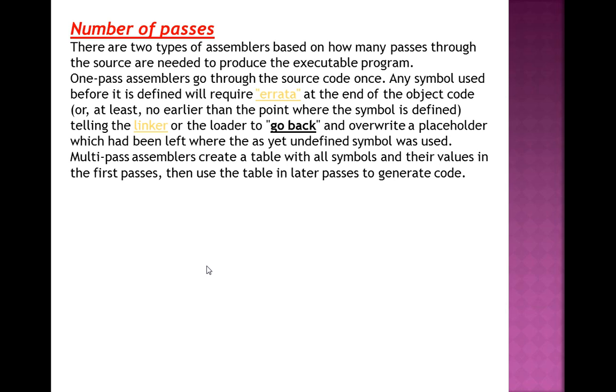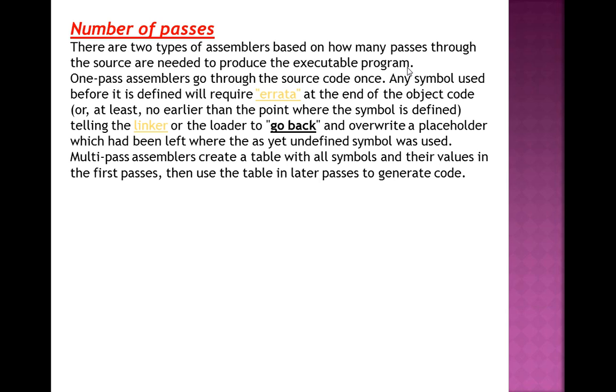Next is the number of passes, meaning what number of passes are available while translating or performing the operations of machine level language from assembly language programs. There are two types of assembler based on how many passes through the source are needed to produce the executable program. Executable program means that it is in zeros and ones. So there are only two types of assembler required for producing the executable program.